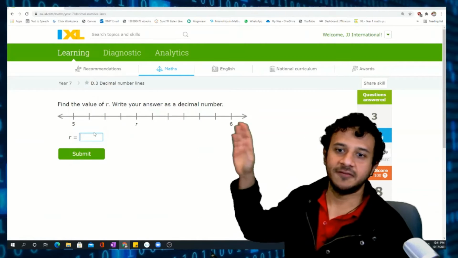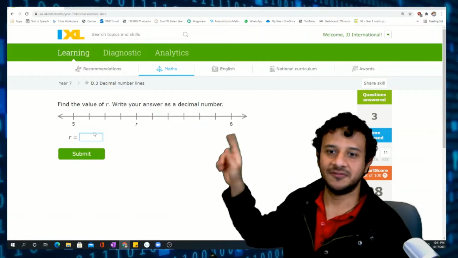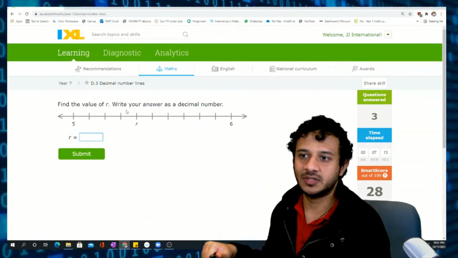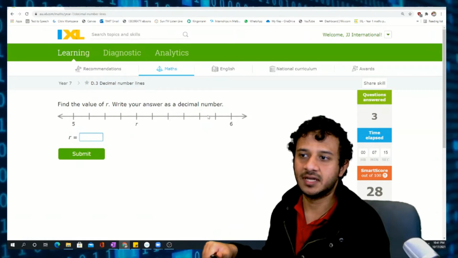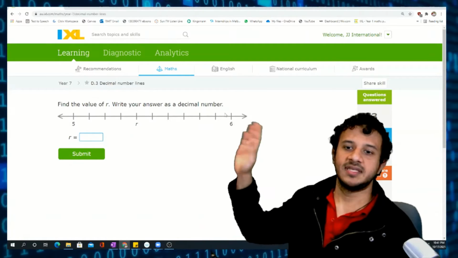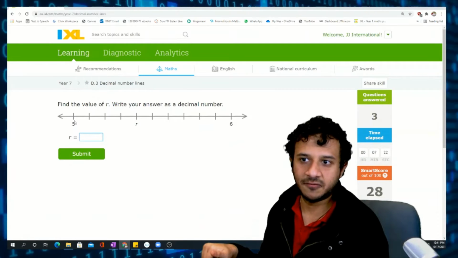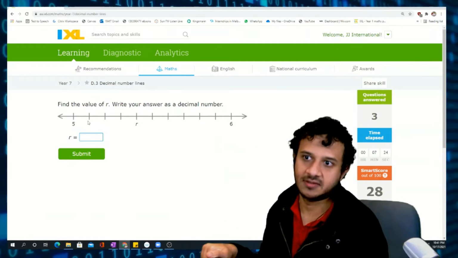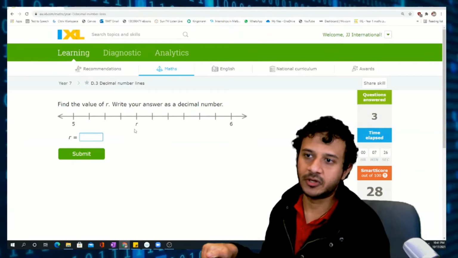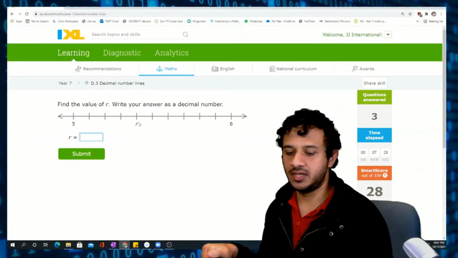Then 5 to 6, it's also a difference of 1. How many gaps? 1, 2, 3, 4, 5, 6, 7, 8, 9, 10. So 6 take away 5 is 1. 1 divided by 10 is 0.1. Then this will be 5 plus 0.1 is 5.1, 5.2, 5.3, 5.4. R is going to be 5.4.